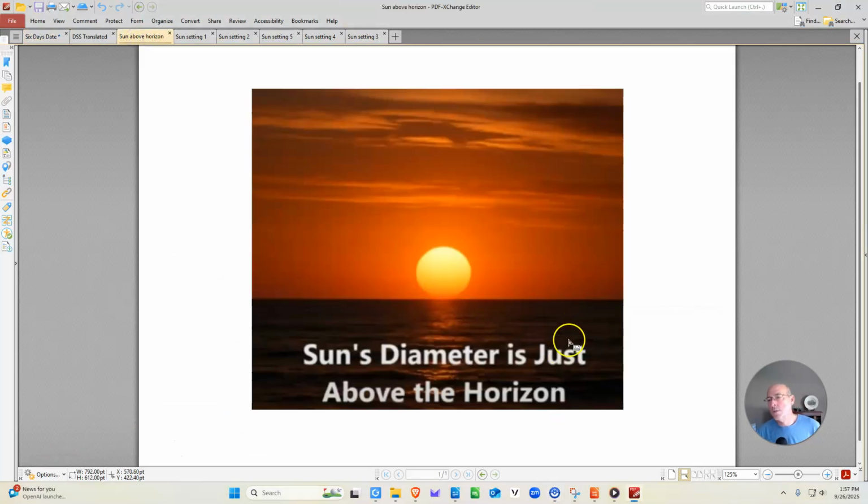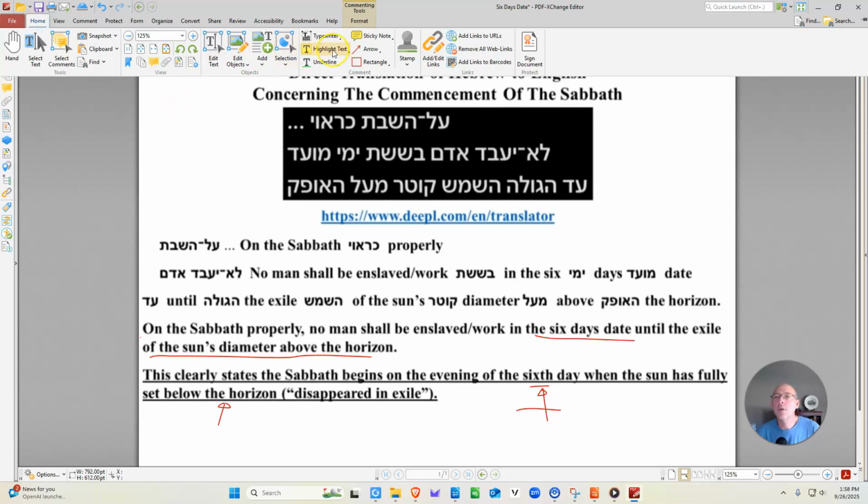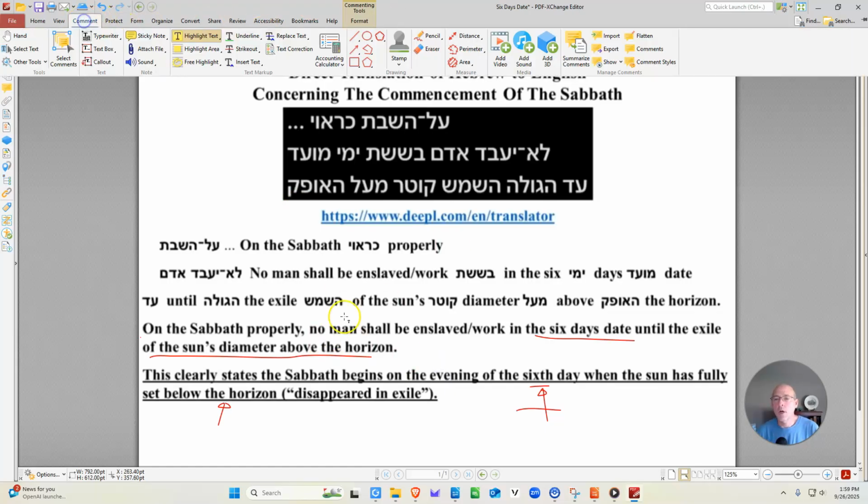Okay, so here is a representation of the sun's full diameter setting above the horizon. And so going back to our document, however it's reading here, and let me highlight here real quick if I could. Oh, it's not going to let me, so I'm going to have to comment on it.